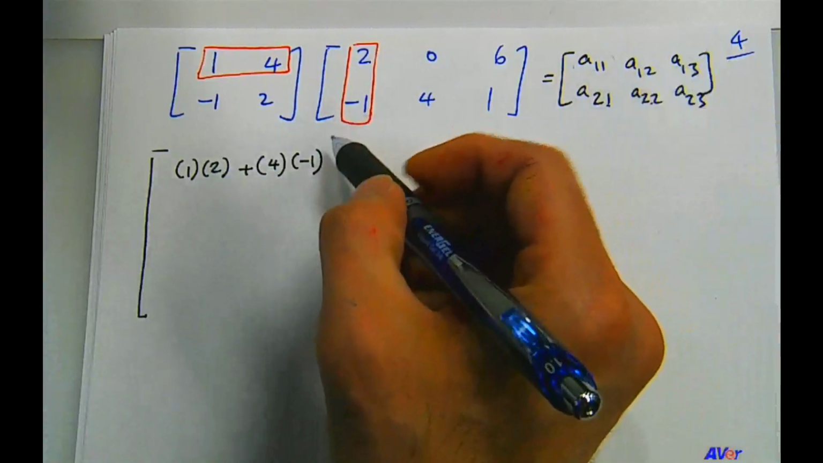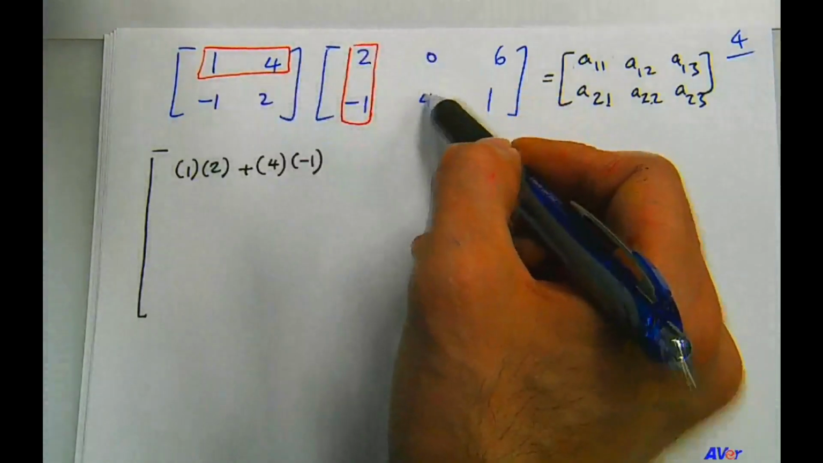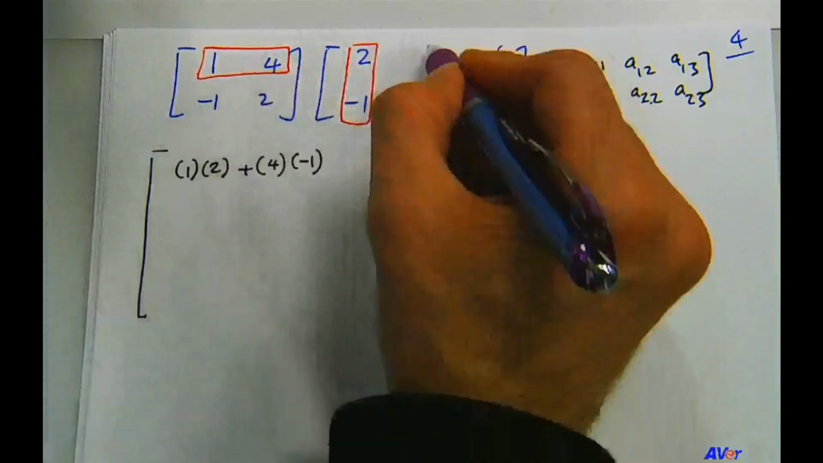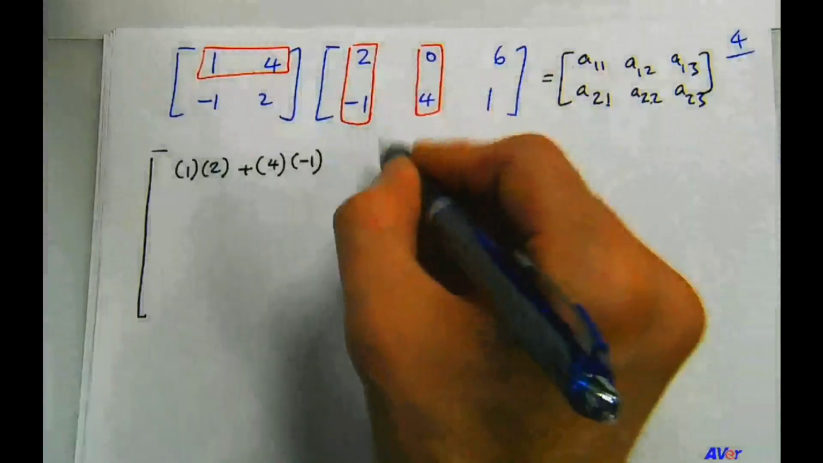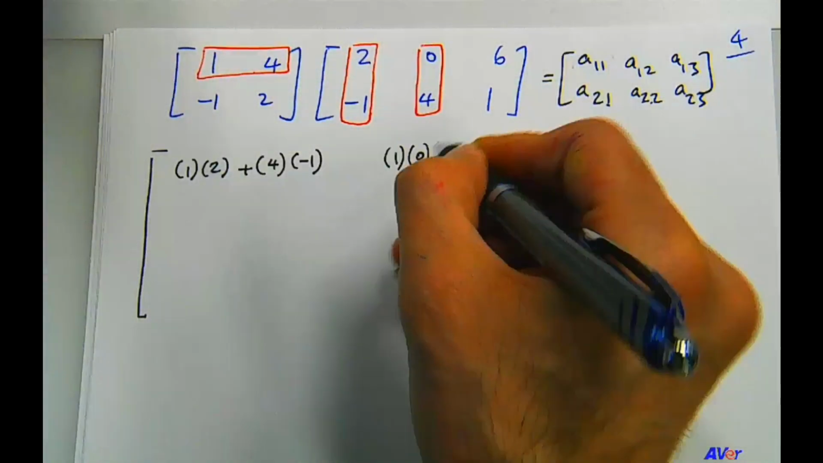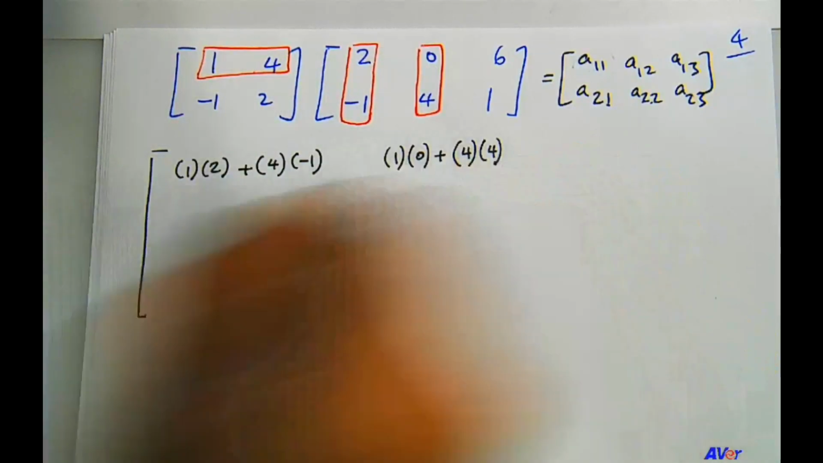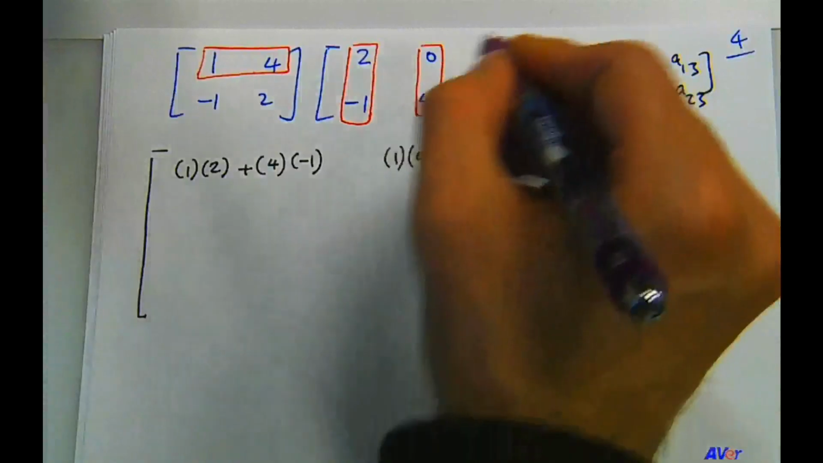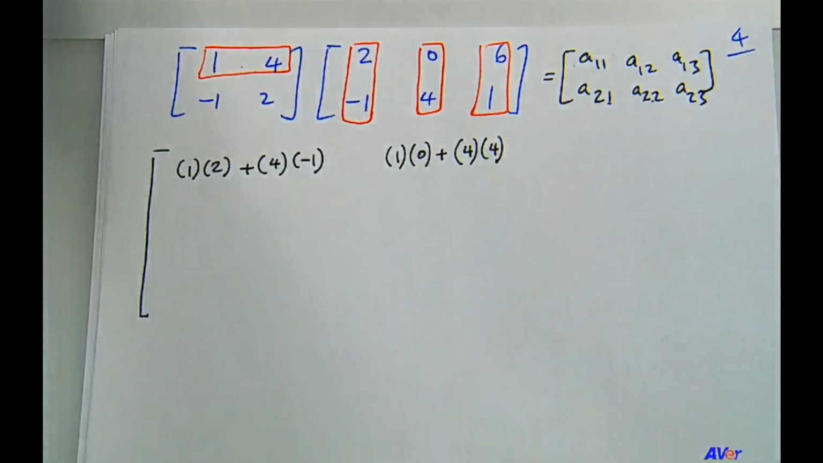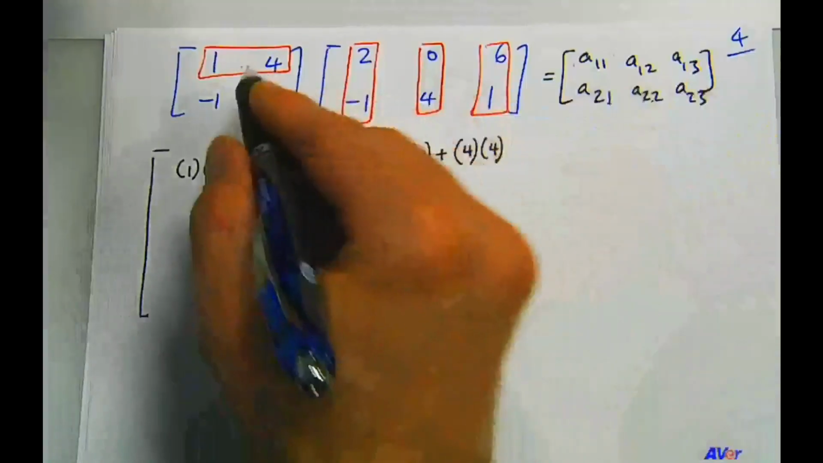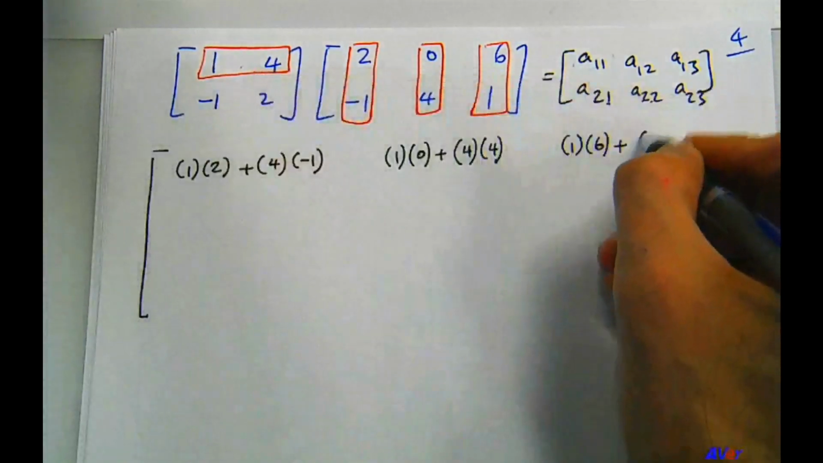Okay, so then once we do that, you do the same thing with the second column. You multiply the first row by the second column. So you get 1 times 0, and then add the results, right? 1 times 0 plus 4 times 4. We're done with that. Then you move to the third column. You multiply the first row by the third column. So we have 1 times 6 plus 4 times 1.